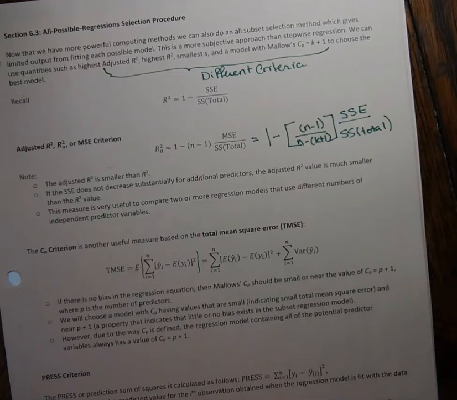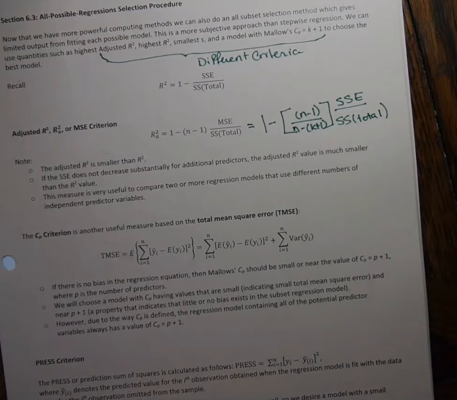Just a couple notes here. The r squared adjusted will always be smaller than the r squared. The reason for that is the adjusted r squared is putting a penalty on having multiple variables in the model. That's where the adjusted comes from. If the SSE does not decrease substantially for additional predictors, the adjusted r squared value is much smaller than the r squared value. This measure is very useful to compare two or more regression models that use different numbers of independent predictor variables. We'll actually see that later on in the notes.